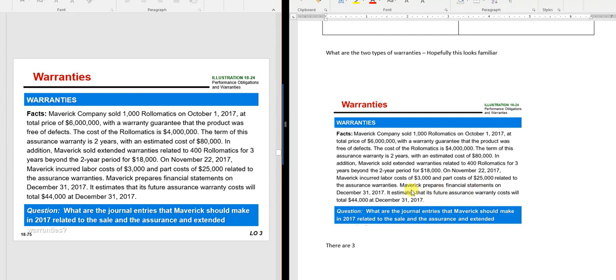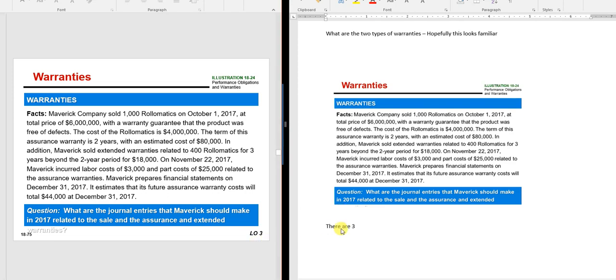They prepare the financial statements on December 31st, and it estimates the future assurance warranty costs will total $44,000. Okay, I think I skipped this. They also sold extended warranties related to 400 Rolomatics for 3 years beyond the 2-year period for $18,000. So I have my service type warranty is 400, and it's an additional 3 years for $18,000.